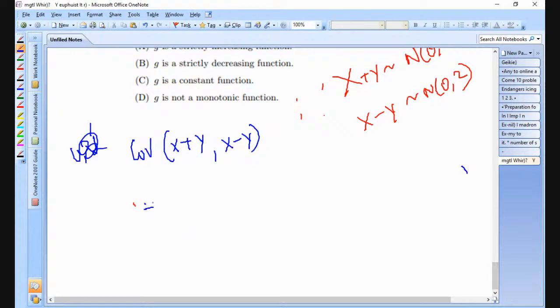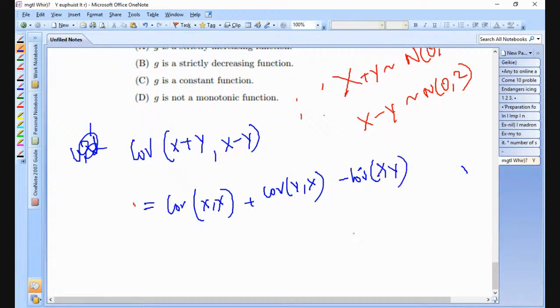But in general, this is not true. Let's check it out. Covariance of x plus y, now it's covariance of x comma x plus covariance of y comma x, minus covariance of x comma y, minus covariance of y. Am I doing it correctly?